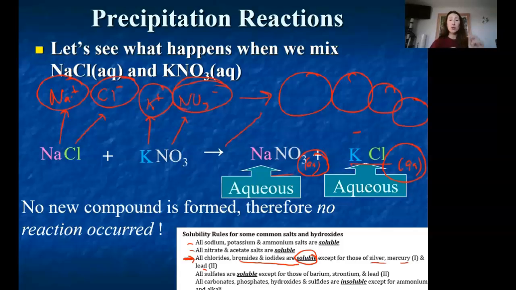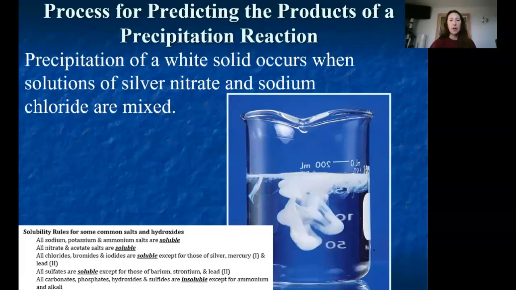So for a precipitation reaction to occur, you have to have a solid, right? You have to look at this paper here, and one of them has to be insoluble. Remember, insoluble means solid. Okay, so now here's one. This is like an example that you'd see on a quiz or exam. I am telling you, we're going to have a precipitate. Something is being made here, right? So it says a precipitation of a white solid. So there's definitely an insoluble thing happening.